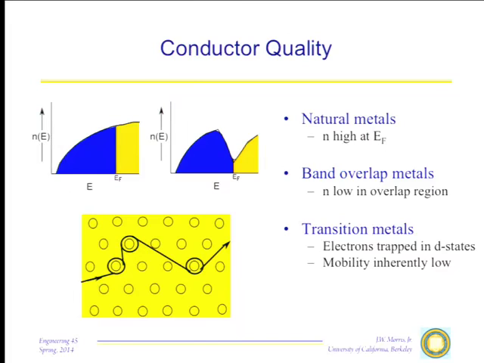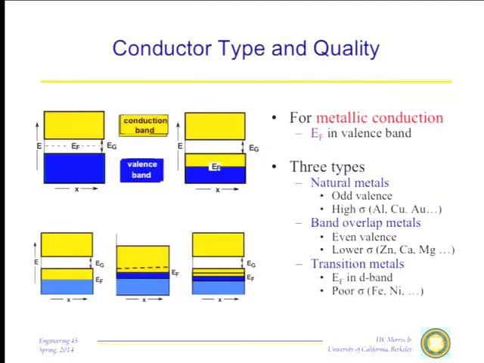So band overlap metals like zinc and magnesium and so on are decent conductors, but you wouldn't want to wire your house with them. They're not that good. What happens in the transition metals? Now this is kind of surprising, because in the transition metals, we have a very narrow band. It's got 10 electron states in it. The whole conduction band only has a maximum of 6 states, and it's got 10 in that narrow band. So the density of states near the Fermi level in a transition metal is enormous.